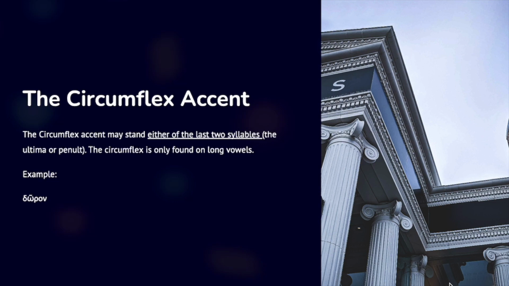However, if we modify it to say doru in the genitive, that last syllable becomes a diphthong of omicron upsilon, which is considered long. And this makes Greek uncomfortable with a circumflex over the penult, so it will change it to an acute. So you would have doru, and over the omega you would see an acute. Doru. There would be an acute there instead of a circumflex.